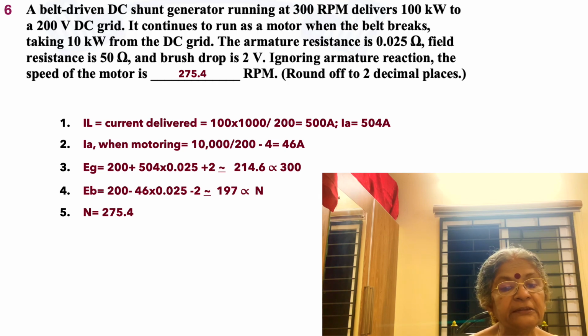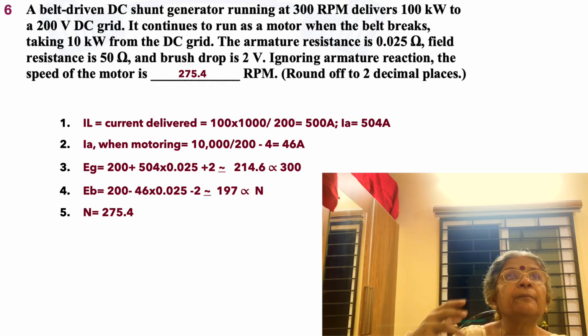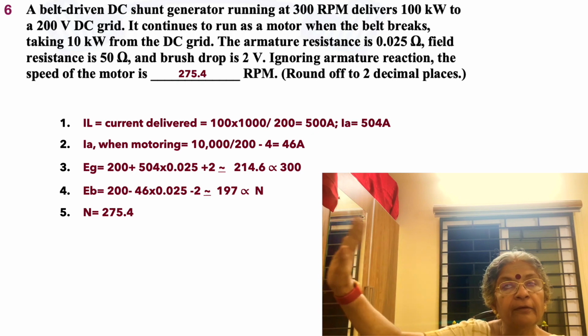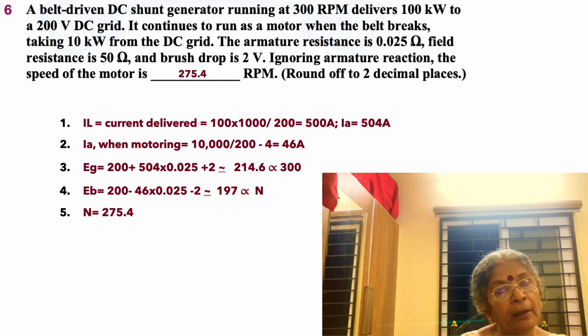That's, as was mentioned earlier, 200 divided by 50, which is equal to 4. So 504 ampere is what is being produced, though only 500 is delivered into the grid. So 4 amps is for its own purpose, that's for the field.